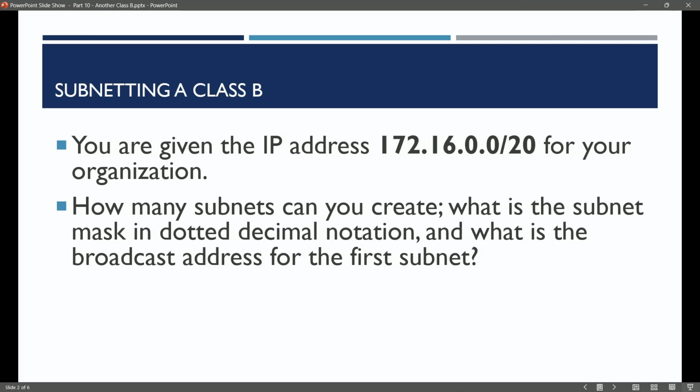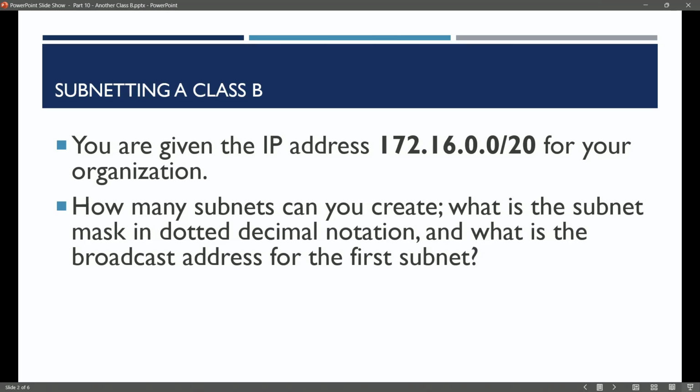You are given the IP address 172.16.0.0/20 for your organization. How many subnets can you create? What is the subnet mask in dotted decimal notation? And what is the broadcast address for the first subnet?